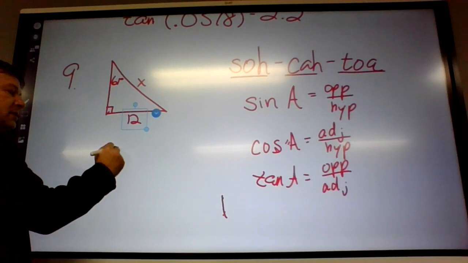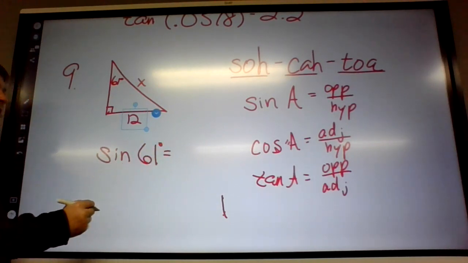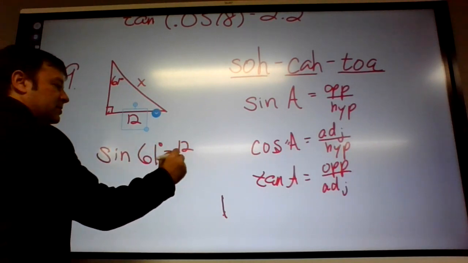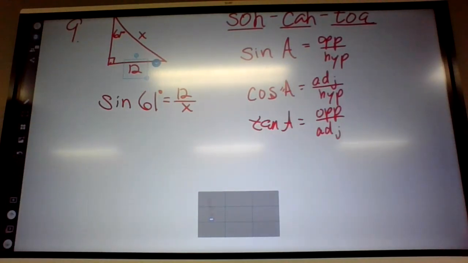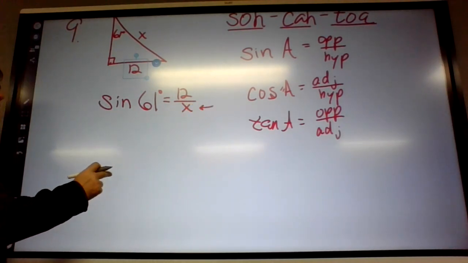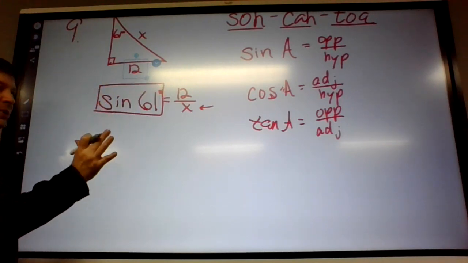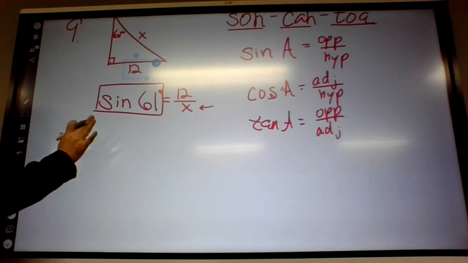So it's sine of the angle, which is 61 degrees, is supposed to equal the opposite over the hypotenuse. What's the opposite? 12. The hypotenuse is x. This is just a tiny little equation that we have to solve for x. It's a little bit tricky because x is in the denominator. Sine of 61 is just some weird decimal that our calculators can tell us. Right now, I'm just going to leave it as is.